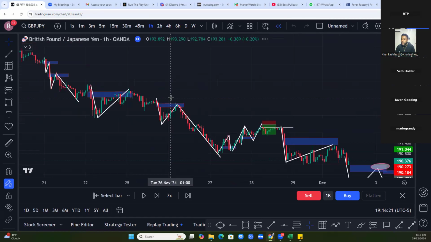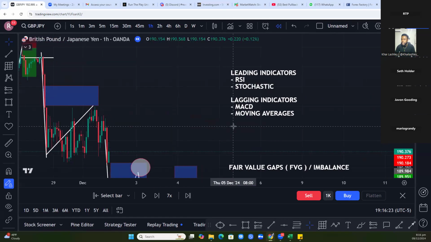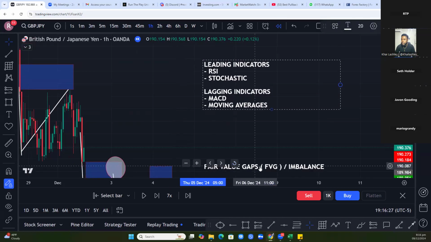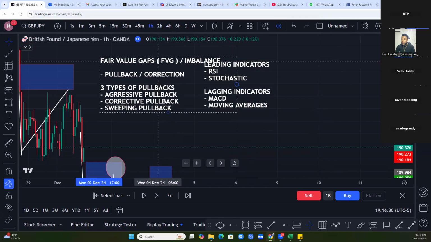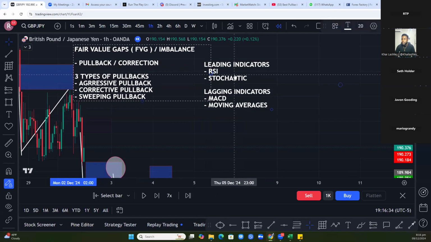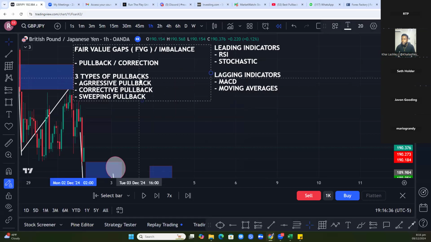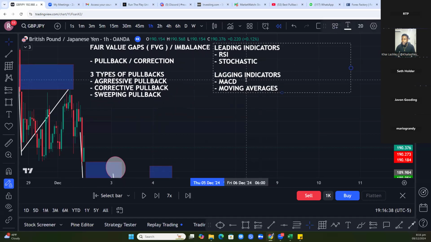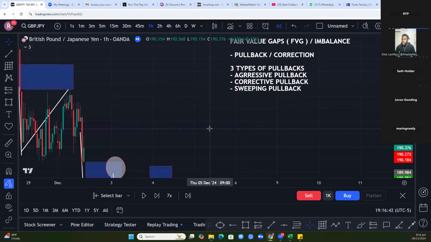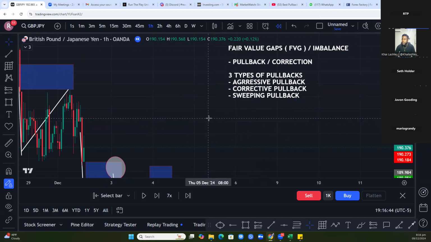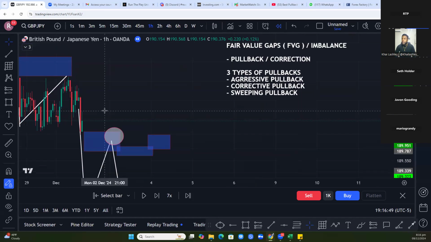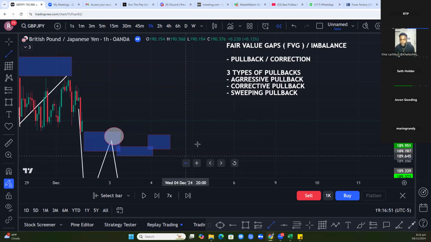Let me just create some space. I think we can move this now. All right, let's talk about the different types of pullbacks.